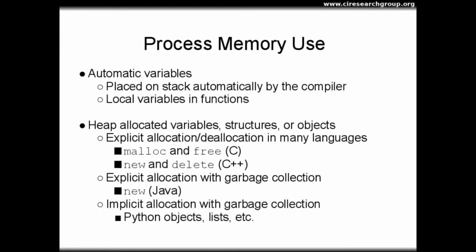In Java, the programmer must explicitly allocate space on the heap using the new keyword. However, the Java runtime automatically determines which heap allocations are no longer in use and frees those locations automatically. This process is called garbage collection. Python provides both automatic allocation and garbage collection. Whenever a data structure requires heap space, the Python interpreter allocates it automatically. Once a data structure is no longer in use by the program, the garbage collector deallocates it without programmer intervention.